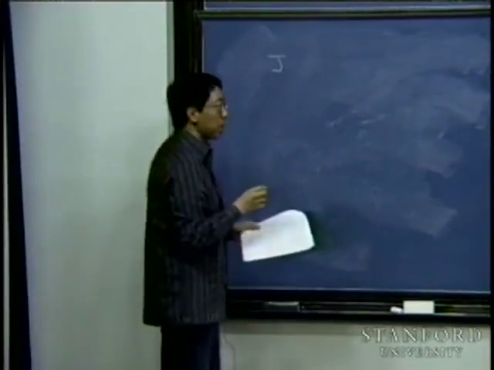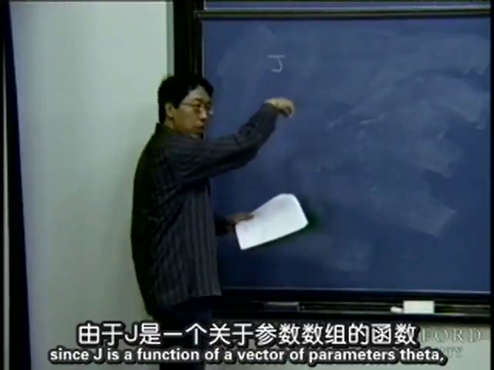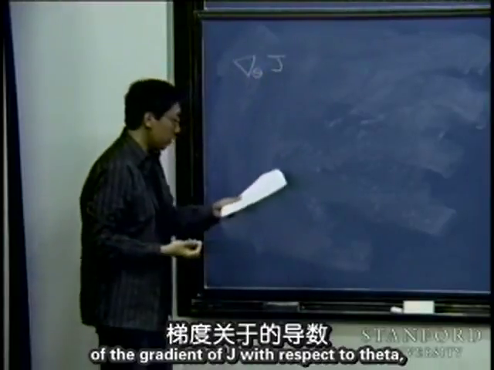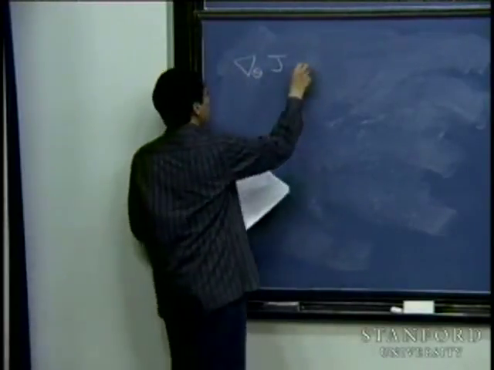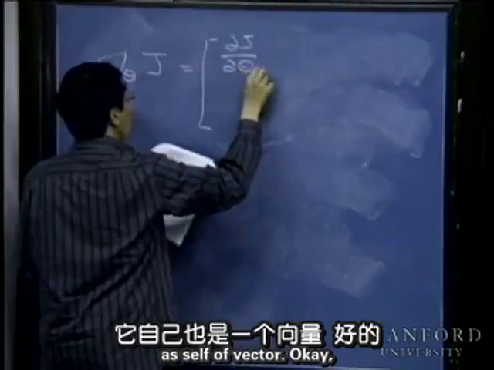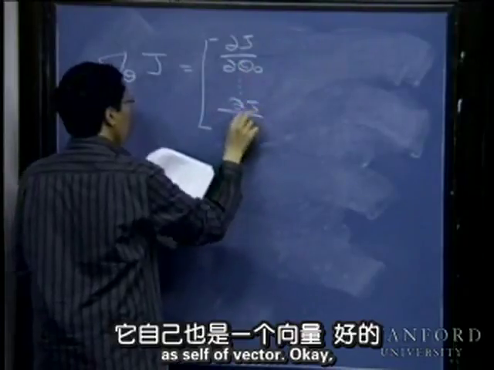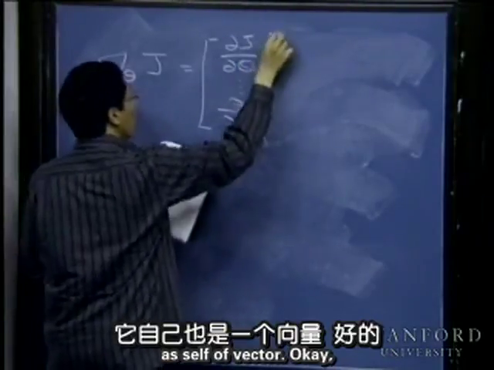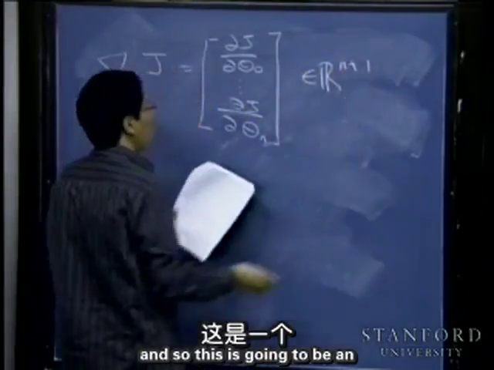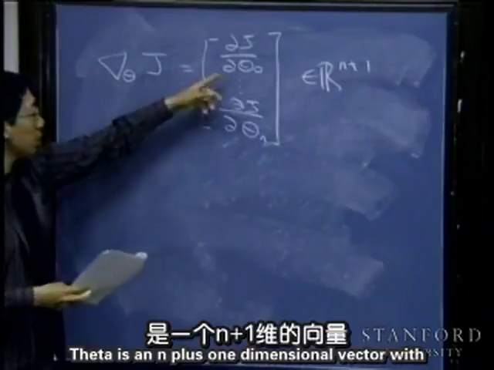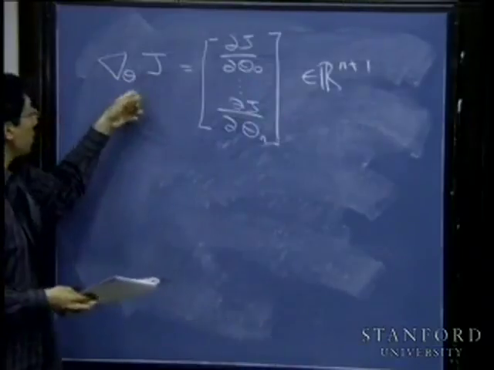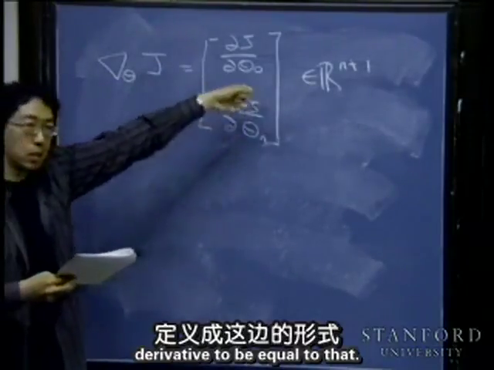Given a function J, since J is a function of a vector parameter theta, I'm going to define the derivative or the gradient of J with respect to theta as itself a vector. This is going to be an n plus 1 dimensional vector, where theta is an n plus 1 dimensional vector with indices ranging from 0 to n. And so I'm going to define this derivative to be equal to that.